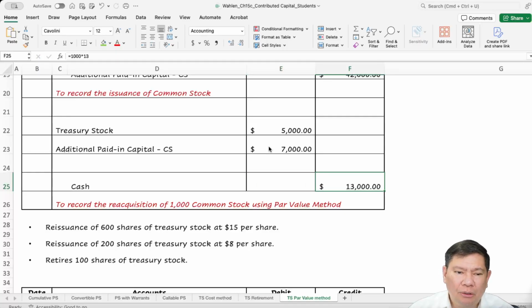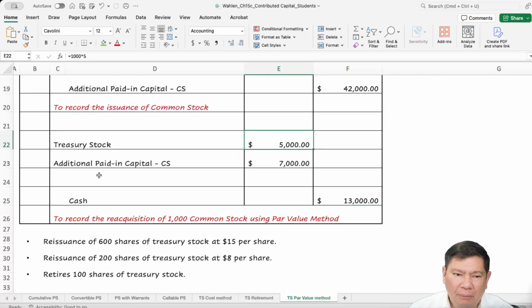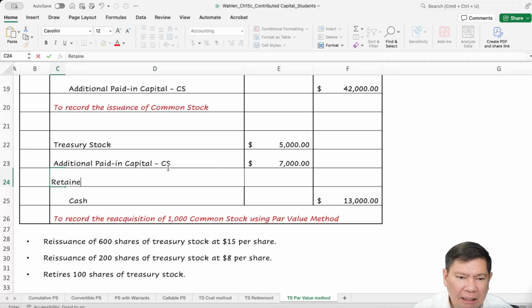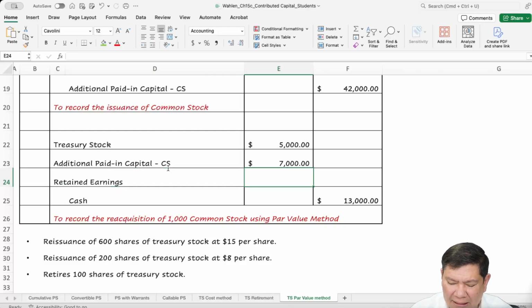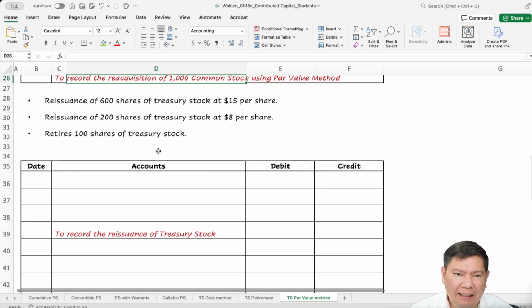The cash that we have to pay to purchase the treasury shares is 1,000 times $13. Okay, so this is more expensive than what we got when we issued. So the difference is going to be taken out of the retained earnings. So this first treasury stock transaction already reduces the retained earnings by $1,000. Okay, but now we have 1,000 shares of treasury stock.